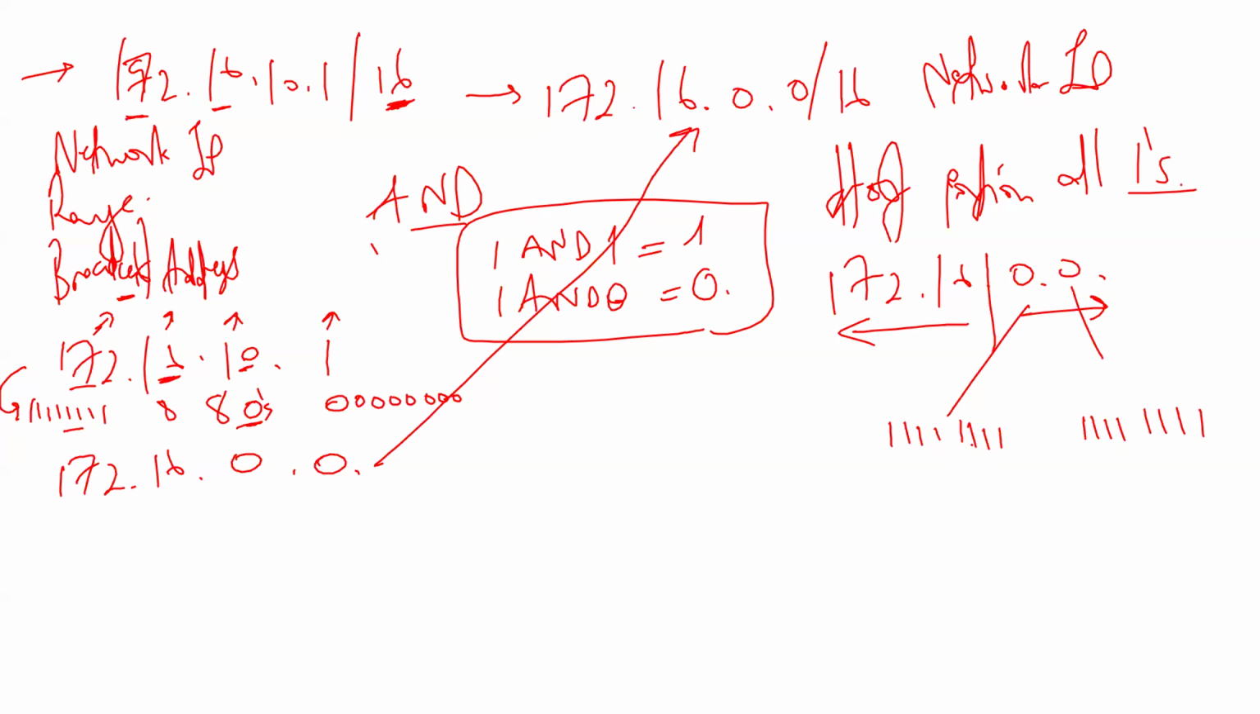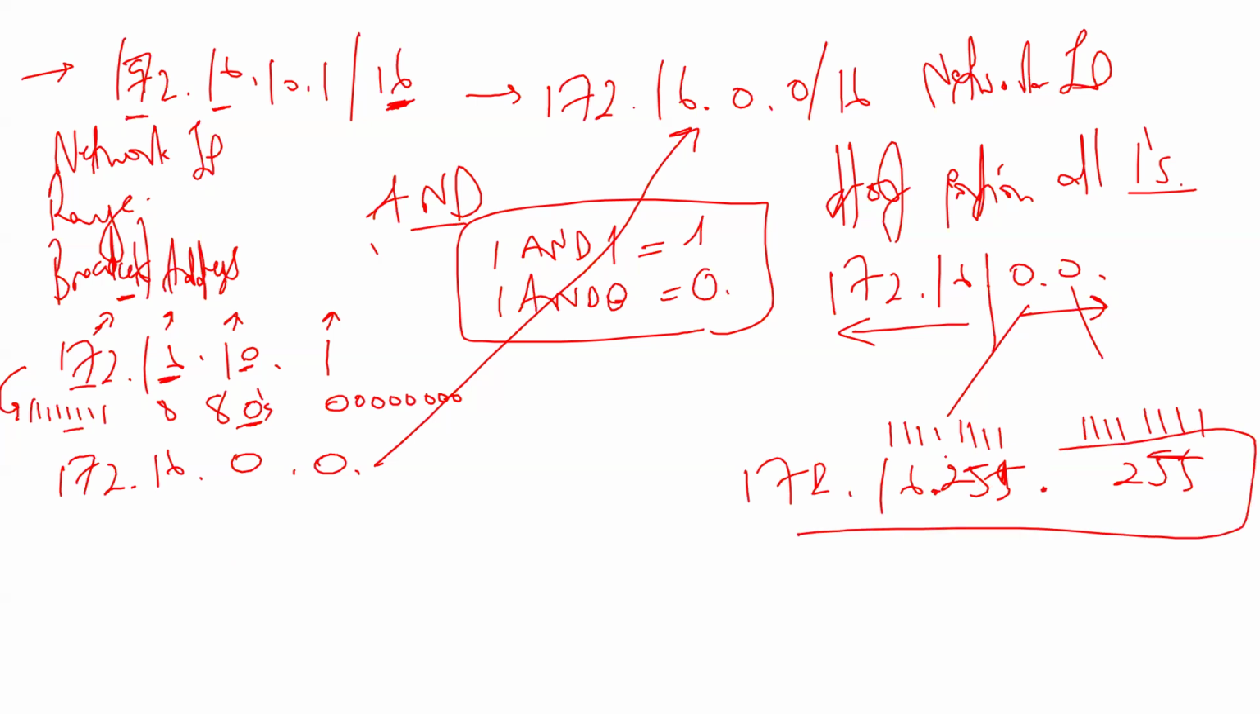What is the value that I have here? This is 255. This is 255. So my broadcast IP address is 172.16.255.255. This is my broadcast address within my given network. To find the broadcast, you just use the host portion. All bits in the host portion become ones. That's how you identify the broadcast.